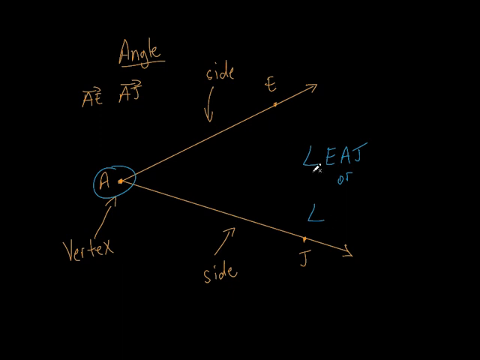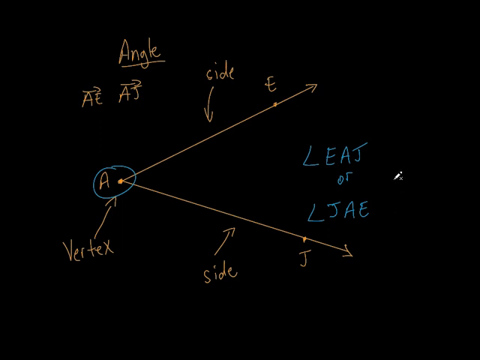So I could start with either one of these other points on the ray. I could start with E or I could start with J, as long as what has to be true though? The A has to be in the middle. The vertex has to be in the middle. Good. So what's another way that I could write this angle? I could write it EAJ or JAE. All right, so I could write it like that. Everybody with me so far?